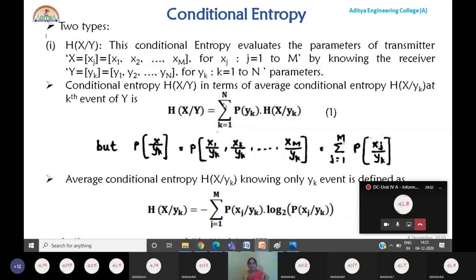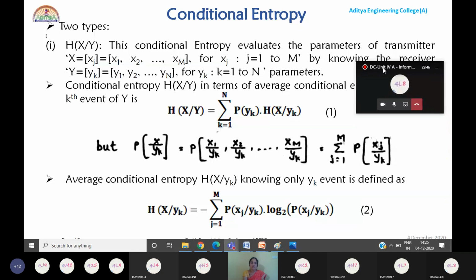Here H of yk represents the entropy that calculates the transmitter parameters knowing only the ykth event. Okay, now the second step. The first step was representing conditional entropy in terms of average conditional entropy. So in the second step, we are defining the average conditional entropy. What is the definition for average conditional entropy?